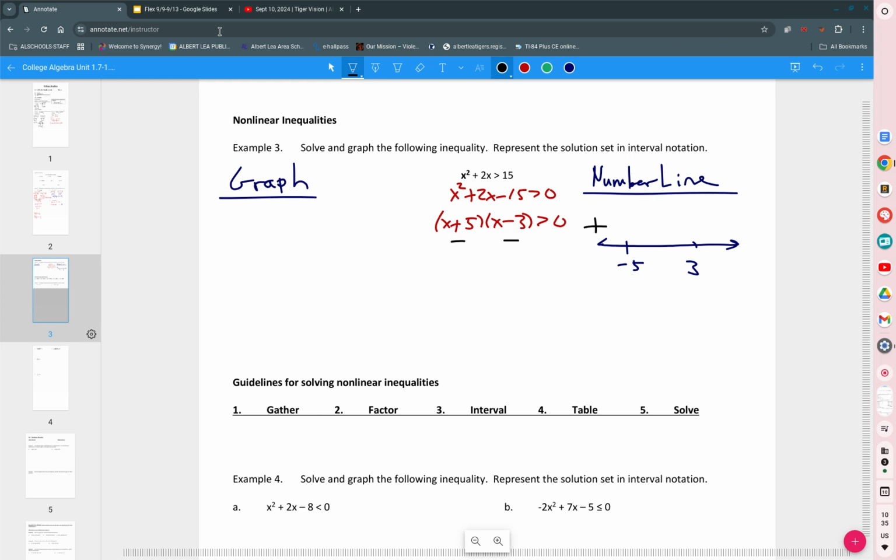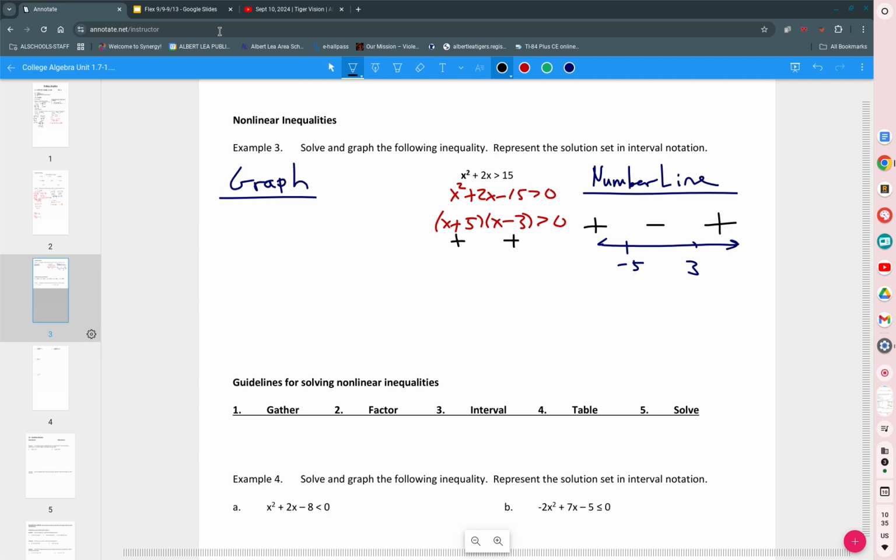Kira, can you give me a number between negative 5 and 3? 2. Awesome. I would choose 0. You chose 2. It's a free country. Do what you want. 2 plus 5 is positive. 2 minus 3 is negative. And a positive times a negative is a? Negative. Awesome. Ledge, give me a number to the right of 3. 4. 4 plus 5 is positive. 4 minus 3 is positive. And a positive times a positive is a positive. I've tested. I've got positive, negative, and positive.